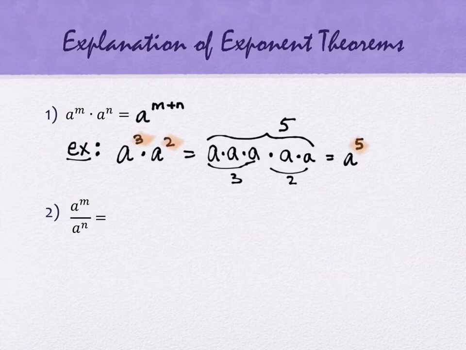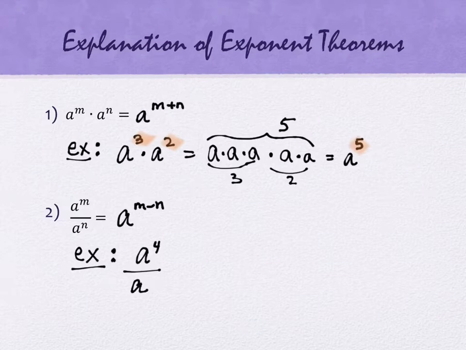So let's do one with division. This is supposed to be subtraction of exponents, if we're right. So we're going to do a to the 4th over a to the 1st. So a to the 4th, of course, means that I have 4 a's.